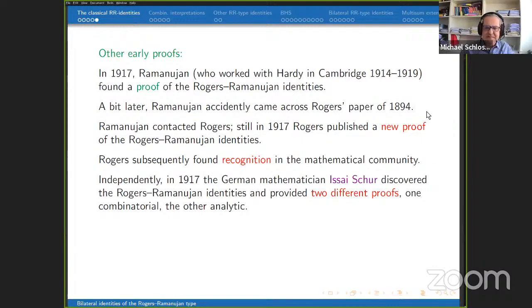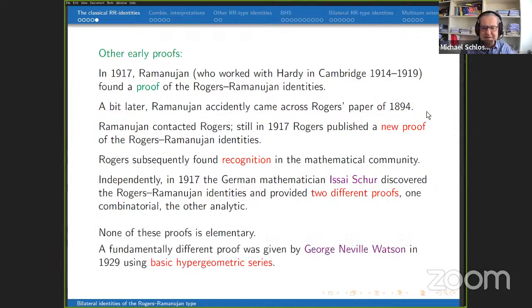And Rogers then found recognition in the mathematical community. These identities are now called the Rogers-Ramanujan identities. Also, Schur discovered them independently. He gave two different proofs, one combinatorial, one analytic. But Schur was in Germany, and Germany was separated from England at that time because of the war. So that's why it was independent work.